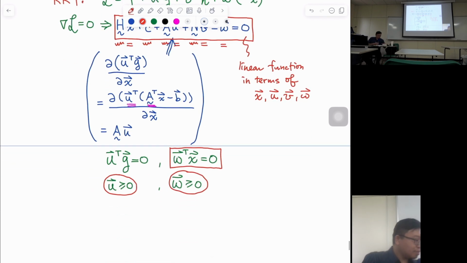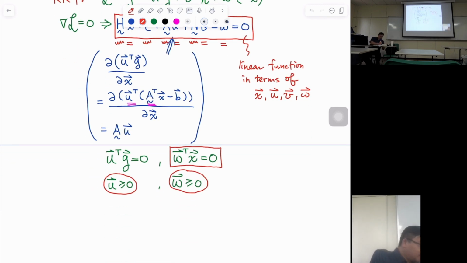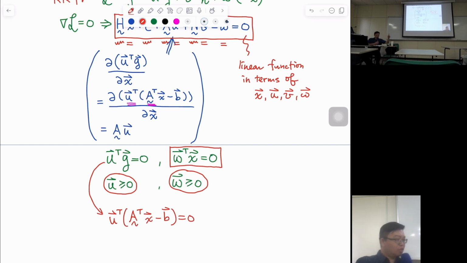Now, how about U and G? UG, that's plug-in G. G is A transpose X minus B. This has to be zero. This is not linear, because you have U times X. That becomes like X squared. It's a non-linear term. So this is not linear. That's why we don't draw a box onto it.